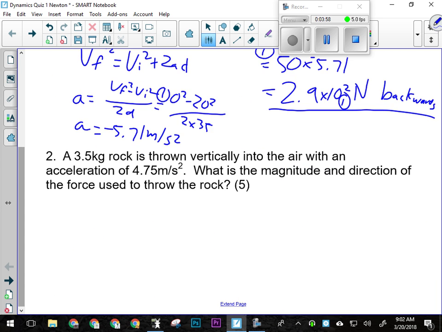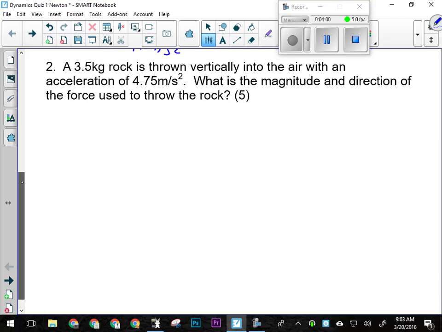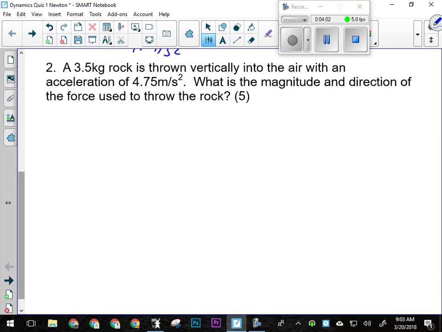All right, looking at question number 2. A 3.5 kilogram rock is thrown vertically into the air. What kind of question is this? It's an elevator, right? Anytime something's moving into the air, it's an elevator question. So if I throw a rock, it's an elevator.